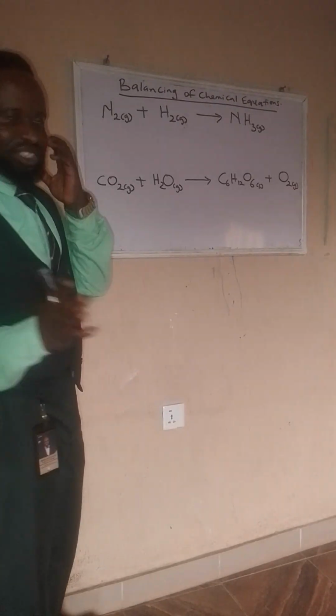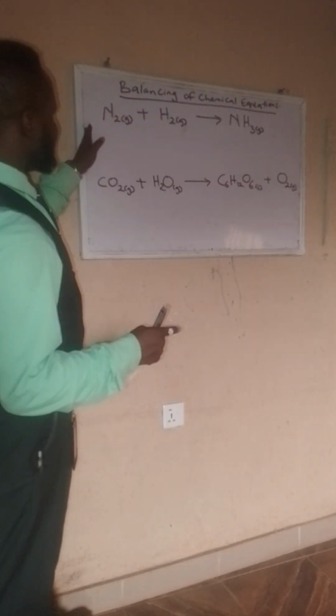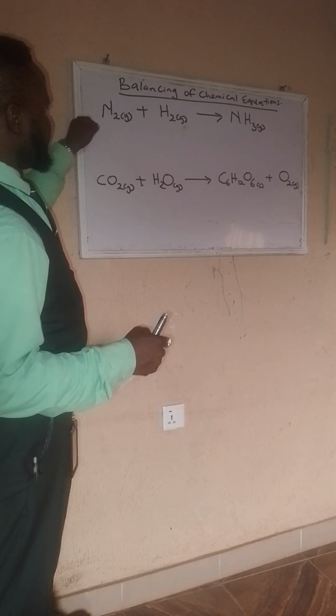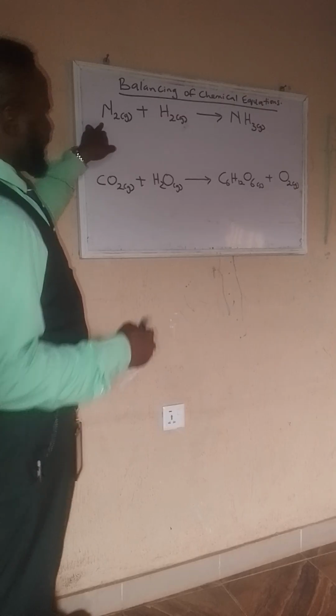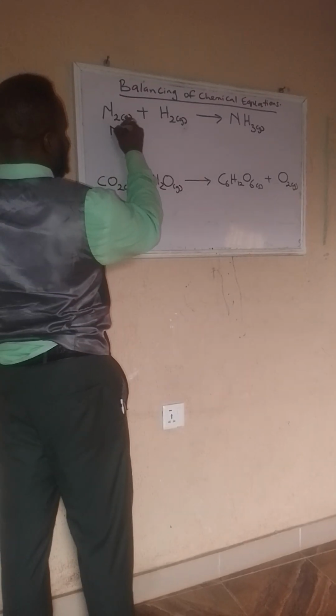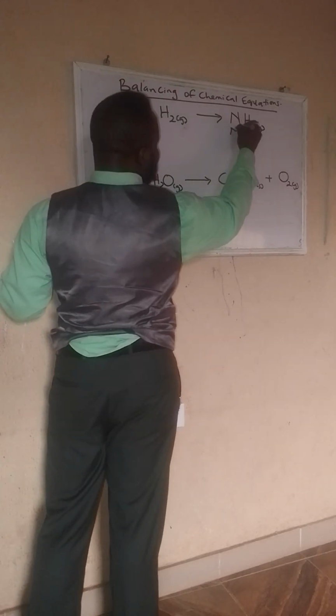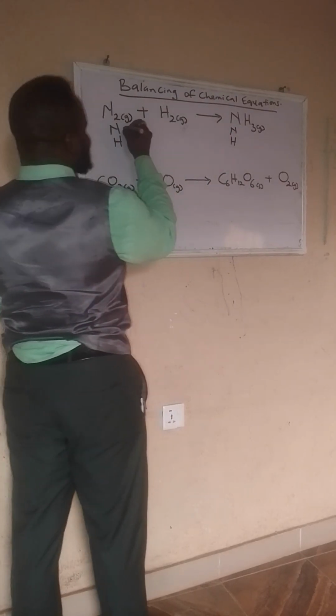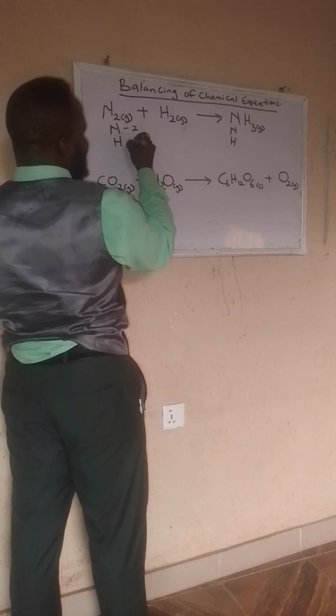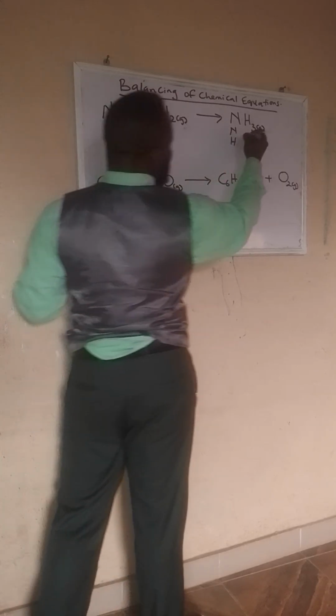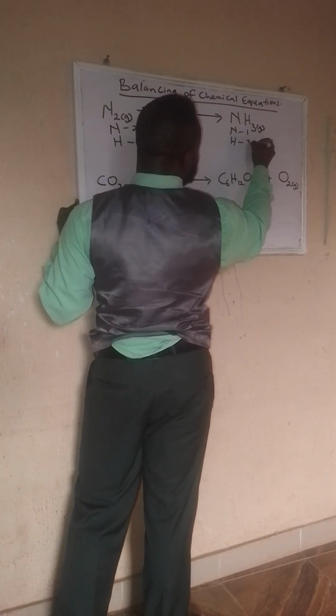It's very simple. Let's just count. How many nitrogen is on the reactant side? I have 2. Let me write it down. I have nitrogen and hydrogen in this particular reaction. So how many nitrogen is there? I have 2. How many hydrogen? 2. On the product side, how many nitrogen is there? 1. Hydrogen, I have 2.